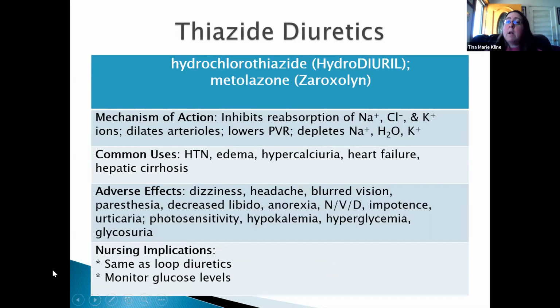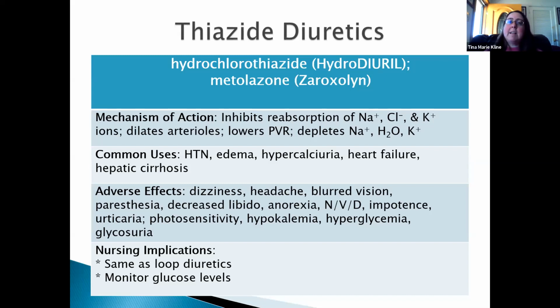Thiazide diuretics pretty much work the same way as loop diuretics. It's just in a different section of the loop of Henle. What's nice about thiazide diuretics is they also are potassium depleting, but they are not as potassium depleting as loop diuretics. So a lot of times, if your patient's on combination therapy, they might put them on hydrochlorothiazide and lisinopril, and that will nicely balance out that potassium loss because the lisinopril holds on to potassium.